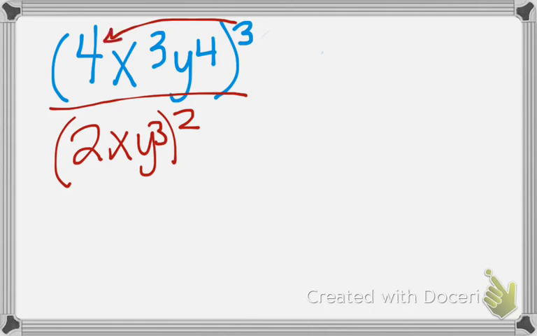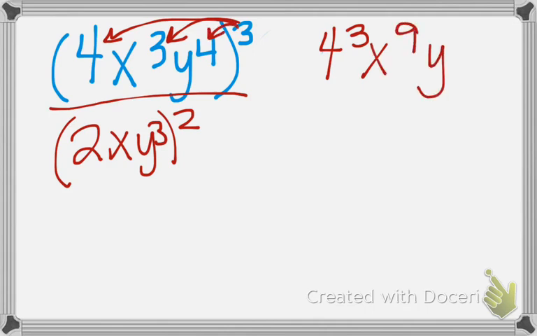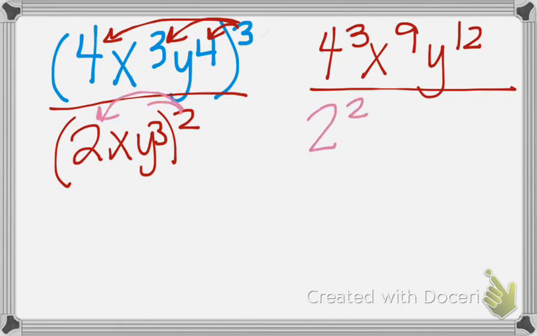So I've got 4 to the 3rd. I've got x to the 9th. And I have y to the 12th. All over here, I've got 2 to the 2nd, x to the 2nd, and then y to the 6th.